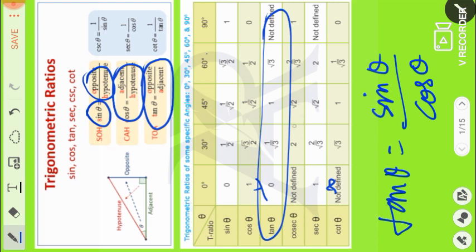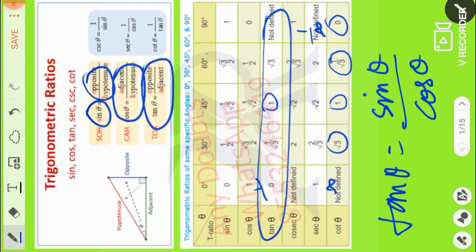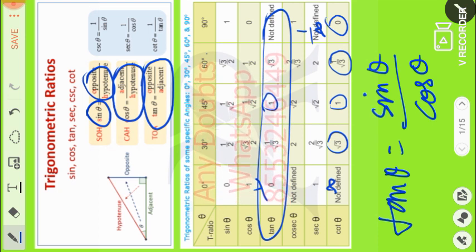1 by root 3, if you reciprocate, you will get root 3. The reciprocal of 1 is 1 only. The reciprocal of root 3 is 1 by root 3. The reciprocal of not defined means 1 by infinity, and 1 by infinity is nothing but 0. Like this you can find the values of specific angles.